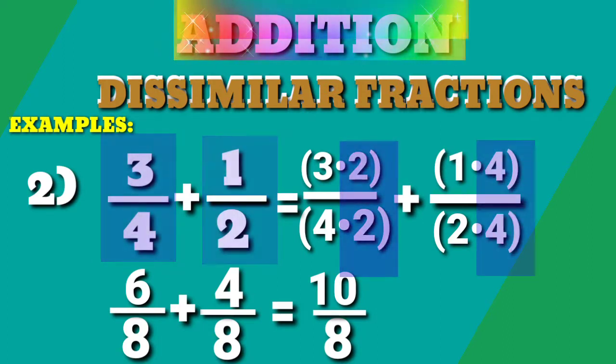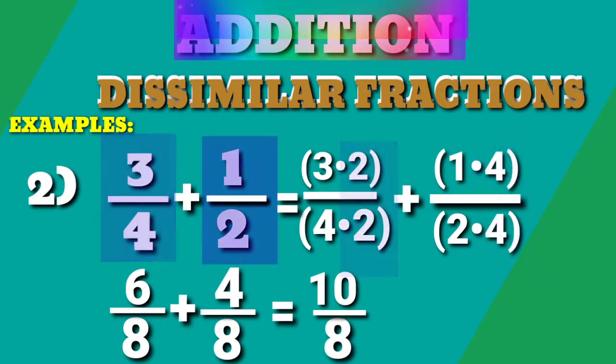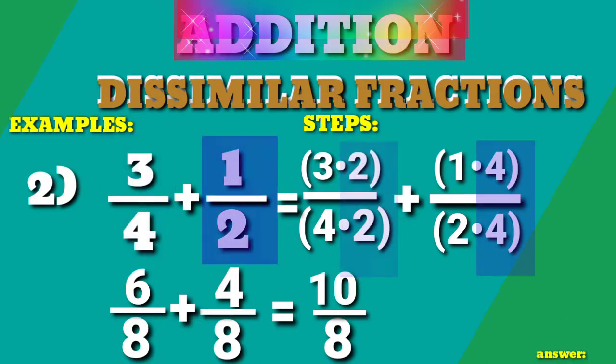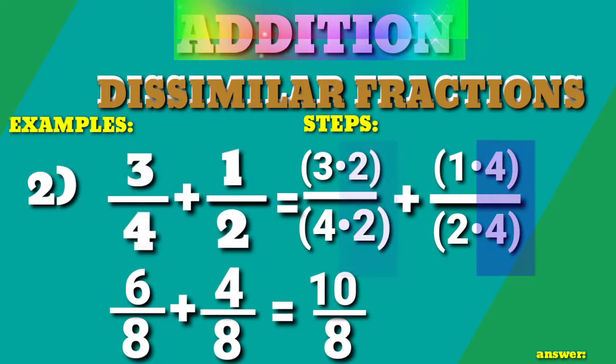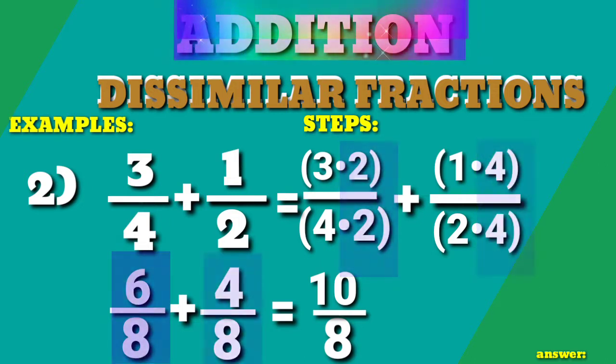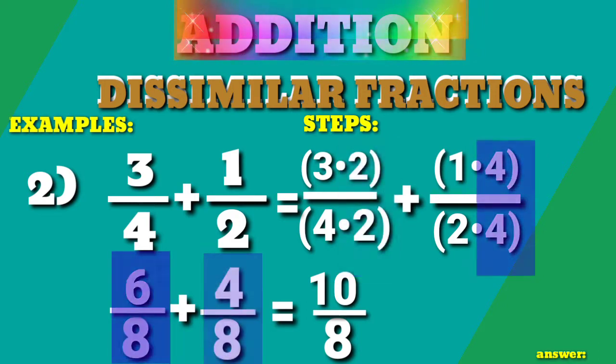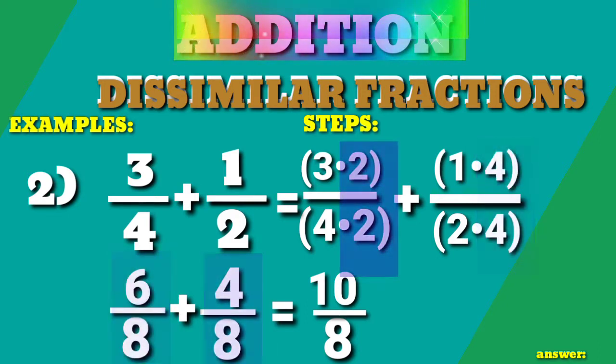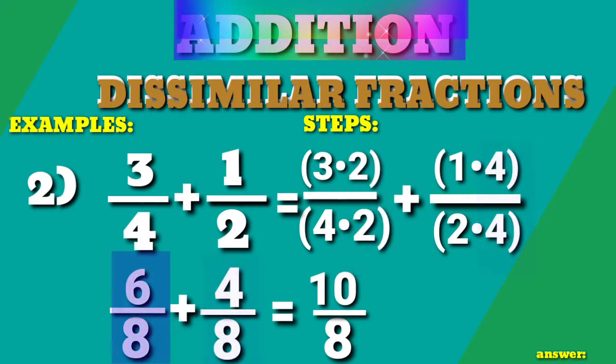Example number 2: 3/4 plus 1/2. Next is gawin nating similar fractions ang dissimilar fractions na ito. Ang 3/4, i-multiply natin ng 2/2 plus ang 1/2, i-multiply natin ng 4/4. Then simplify. 3 times 2 equals 6, divided by 4 times 2 equals 8, plus 1 times 4 equals 4, divided by 2 times 4 equals 8.